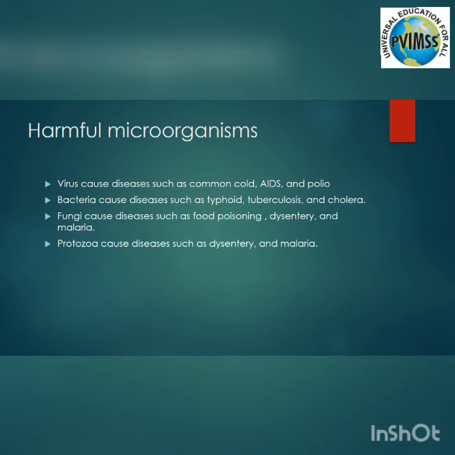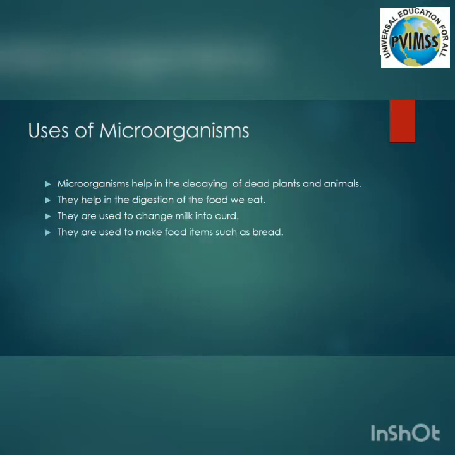Protozoa. Protozoa cause diseases such as dysentery and malaria. I already told you about friendly microorganisms. Now we will study the uses of these friendly microorganisms. Microorganisms help in the decaying of dead plants and animals. For example, fungi are a kind of decomposer. They decompose dead plants and animals.